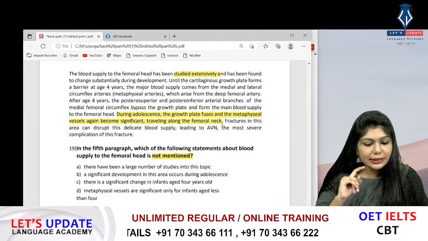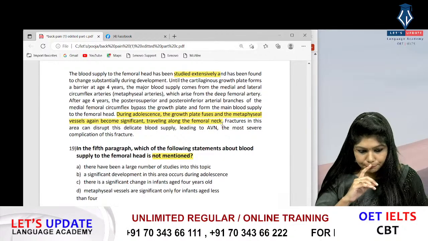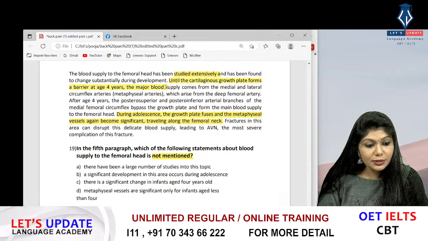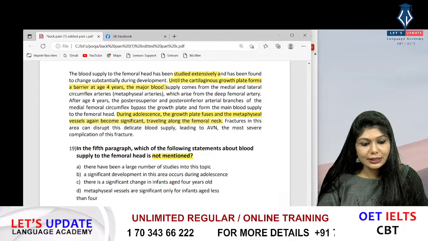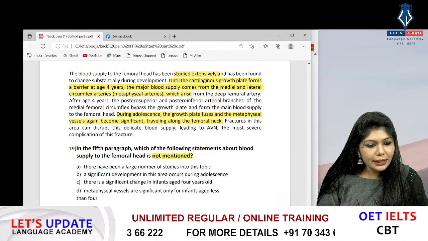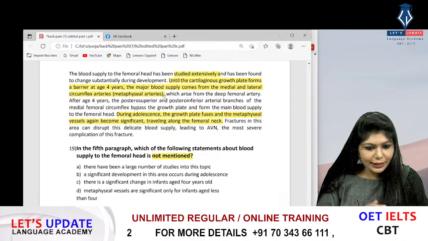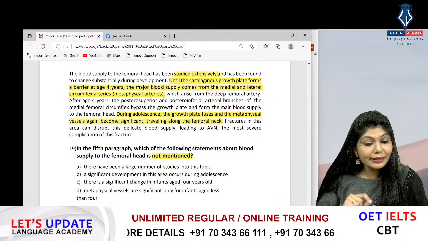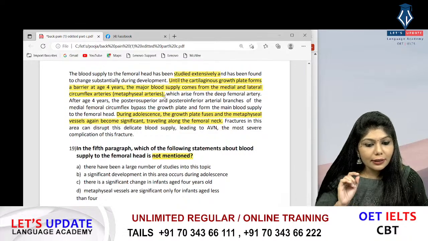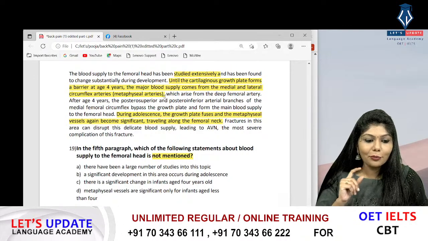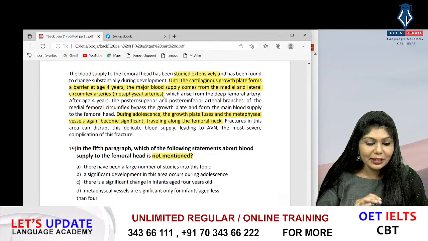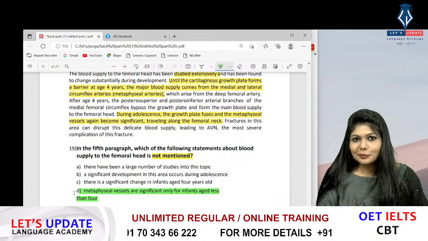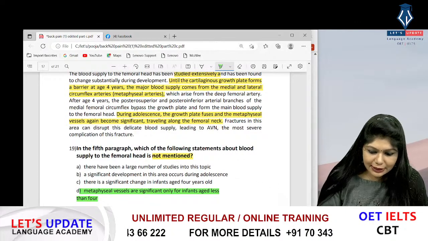So moving to option C, there is a significant change in infants aged 4 years. Is that mentioned? Yes, that is also mentioned, because they are telling that until the cartilaginous growth plate forms a barrier at age 4 years, the major blood supply comes from the medial and lateral circumflex arteries, which arise from the deep femoral artery. So what happens at 4 years? That cartilaginous growth plate forms. So that is something forming at 4 years. So A, B, and C are clearly mentioned, and the only option that is not mentioned is D. I hope this is clear to you, and congrats to all those who have answered D.